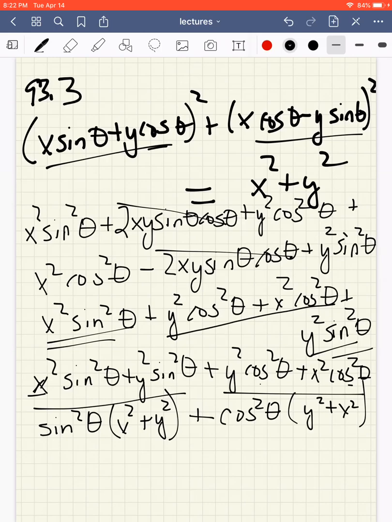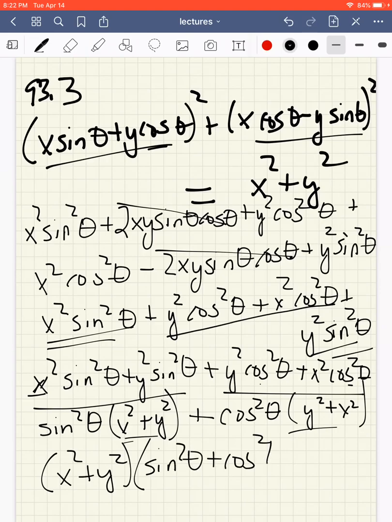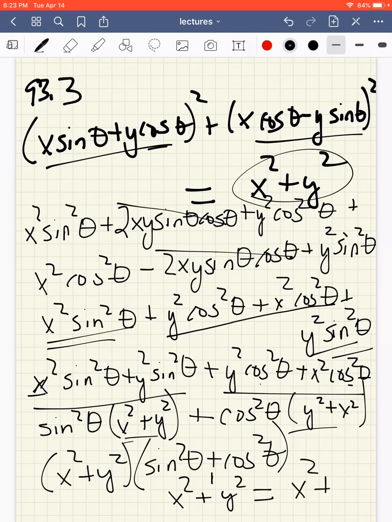So now factoring by grouping says we pull the greatest common factor out. So x squared plus y squared is multiplied by sine squared theta plus cosine squared theta. And what is sine squared theta plus cosine squared theta? It's 1. So this is x squared plus y squared equals what we were supposed to show, x squared plus y squared. So all that work, it's not algebraically difficult, it's just a matter of multiplying everything out and simplifying it.